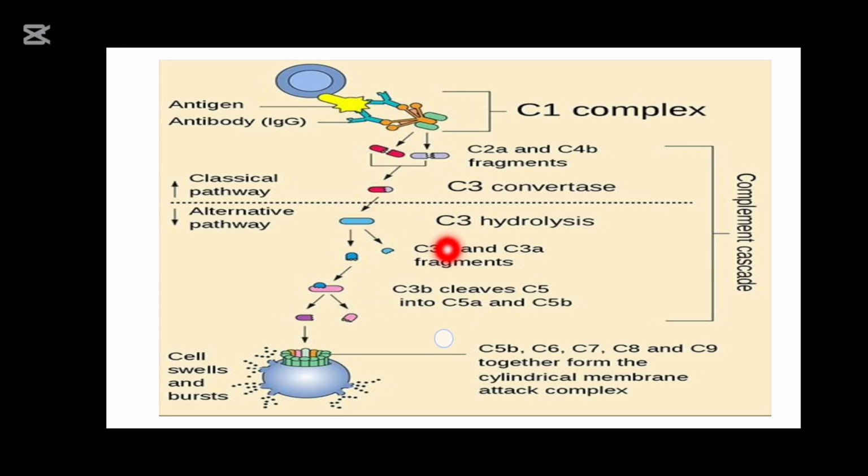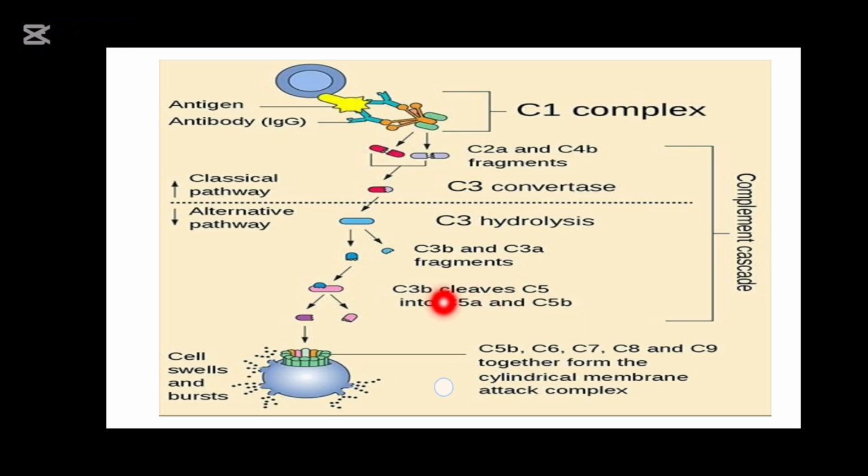Now this is the continuation. At this particular time, remember we said C3 is our midway destination for all of the pathways. The final destination is the membrane attack complex, MAC, formation. So this C3 hydrolyzes into C3b and C3a. Remember what I was showing you? C3a is important in inflammation, and C3b is important in opsonization. These are just fragments.